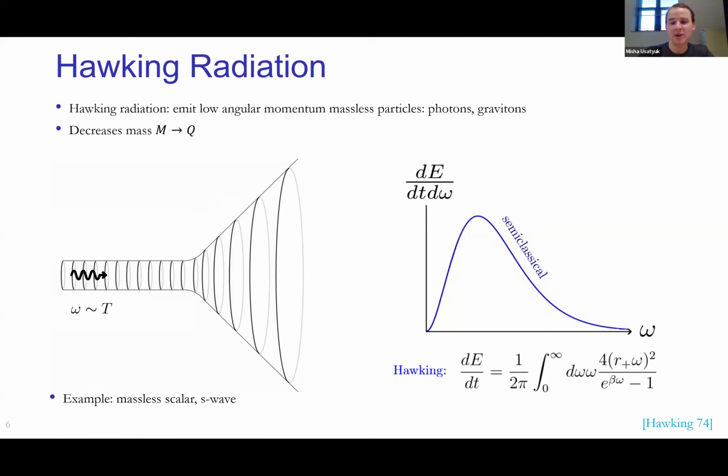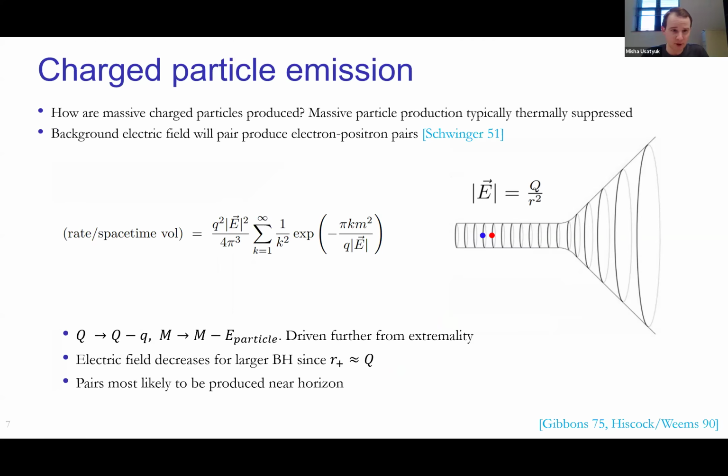So what about the production of charged massive particles like the electron? Because the electron has a mass, its production due to the thermal process is very highly suppressed. But because the black hole has an electric charge, there's a background electric field. And we know from quantum electrodynamics that a background electric field will pair produce electron-positron pairs because of Schwinger pair production. So on the right, I've drawn a kind of illustrative picture of what happens.